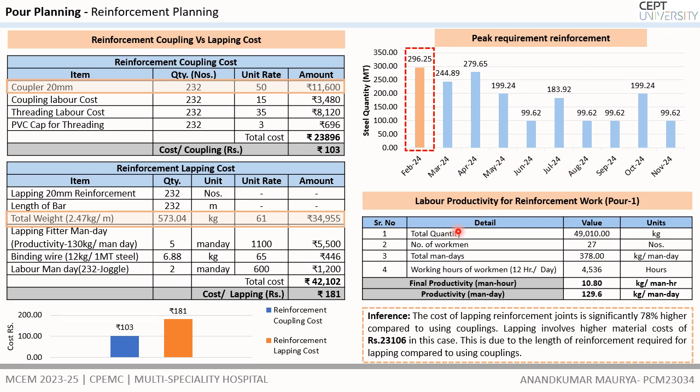And for the labor productivity analysis for pour one, the man days of workmen used total 378 man days for the quantity of 49.01 metric ton. The productivity comes to 10.80 kg per man hour. It is also equal to 129.6 kg per man day.